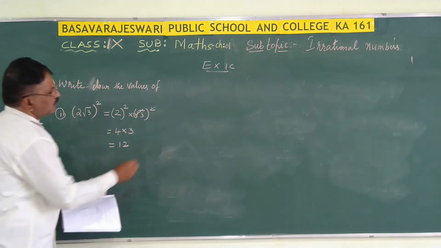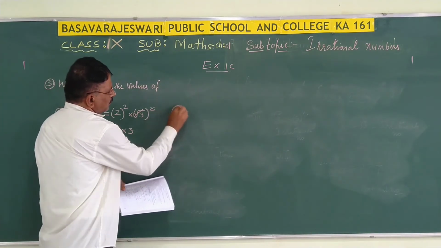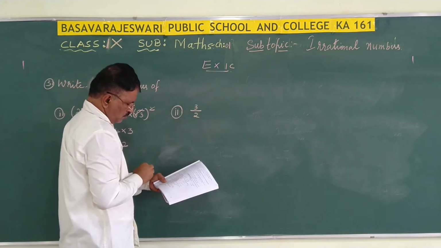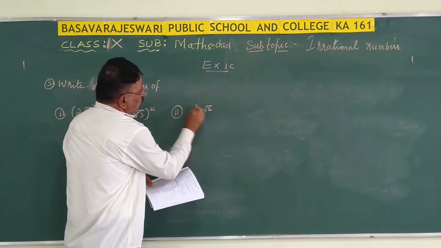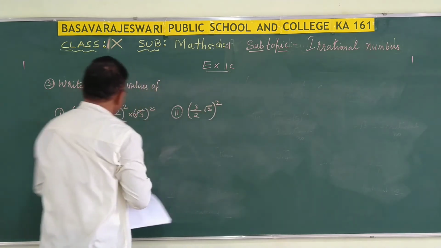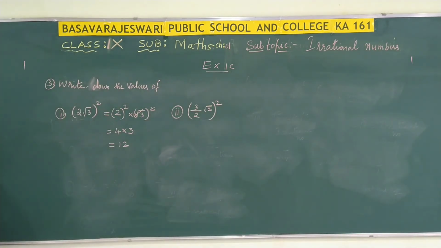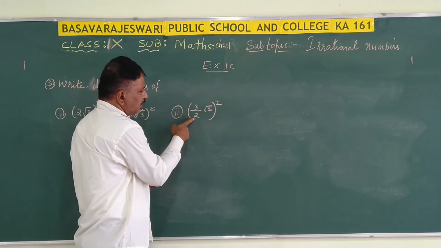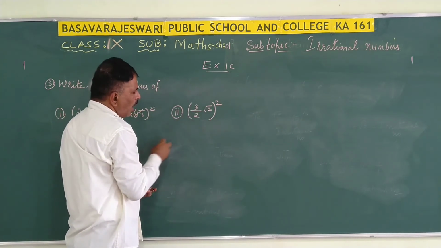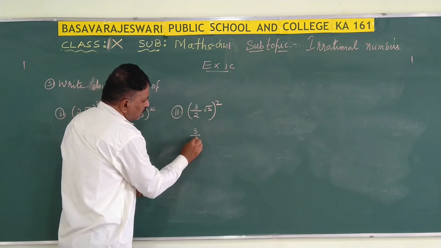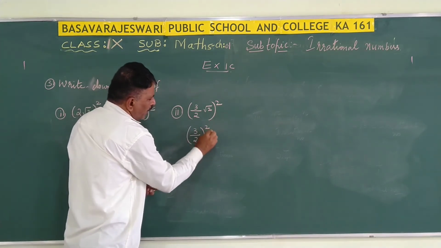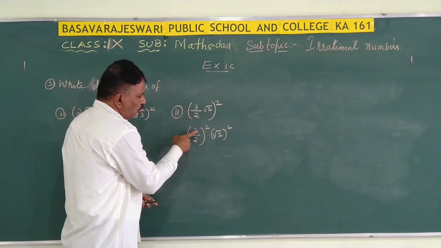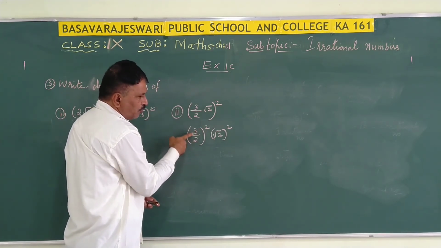Second question. It is 3 by 2 under root whole square. Now this square belongs to 3 as well as 2 as well as root 2. Or we can write this one as 3 by 2 whole square into root 2 whole square. So I told you that this square can be applied to both.